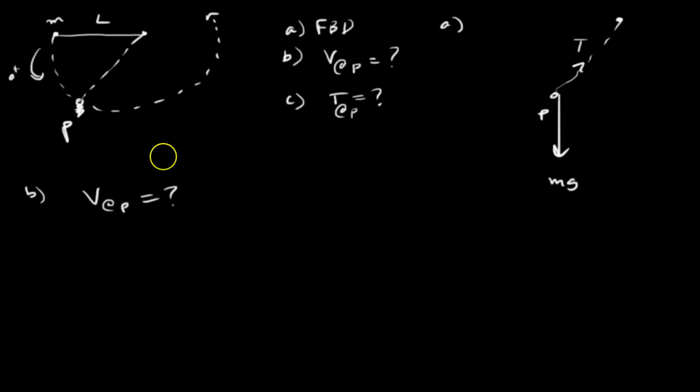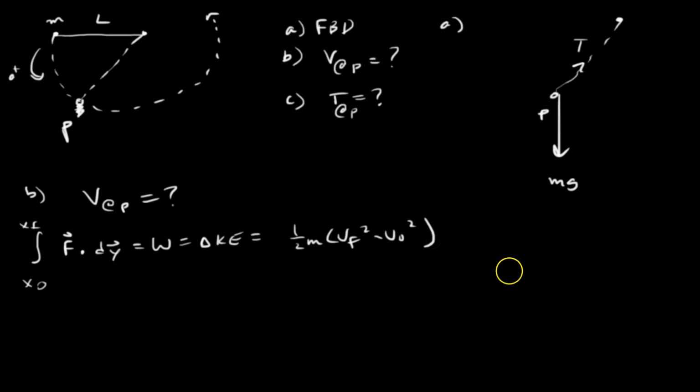Remember, last problem we did that the integral from x0 to xf of force times dy is going to be equal to the work, which is equal to the change in kinetic energy, which is equal to 1/2 m (vf squared minus v0 squared). So let's solve for this v at point P, which is vf.